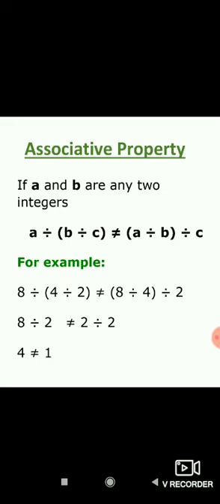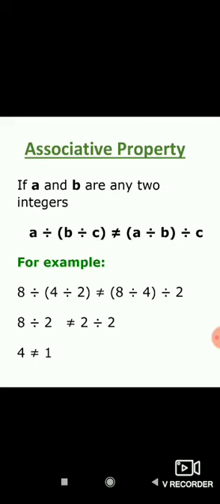For example, let us take the value of a as 8, the value of b as 4 and the value of c as 2. Then if we divide 4 by 2, we get the answer 2, and if we divide 8 by 2, we get the answer 4. On the other side, if we divide 8 by 4, we get the answer 2. And if we divide this 2 by 2, we get the answer 1.